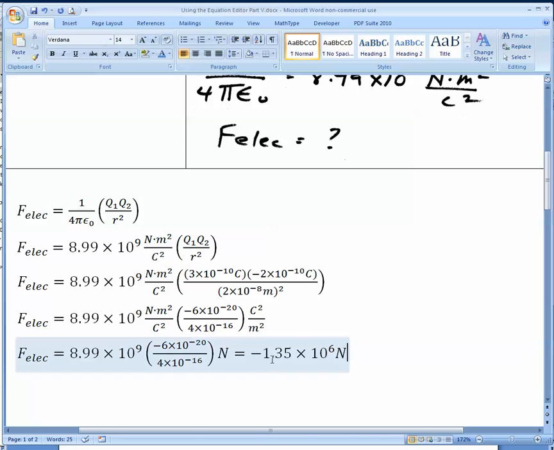Another important thing to point out is the negative sign. The negative sign shows that the charges are attracting each other. In other words, the distance between them is tending to get smaller, which is what you would expect, because one charge is positive, the other one's negative, and everyone knows that unlikes attract. And that concludes that lesson.